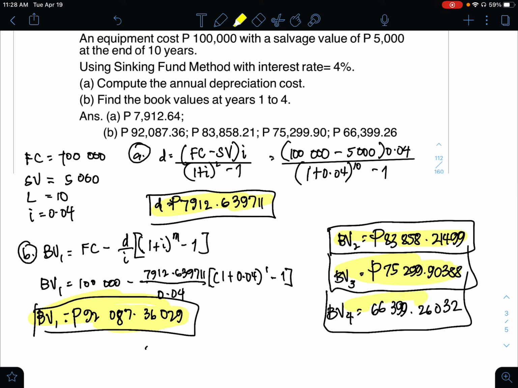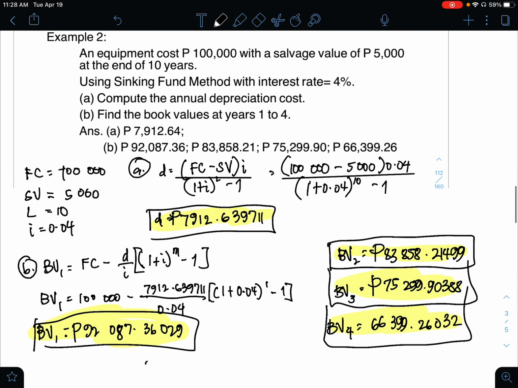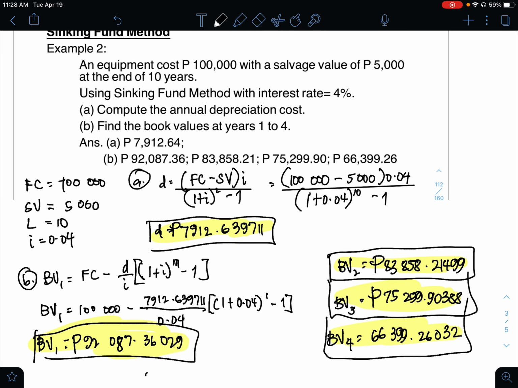So BV1, BV2, BV3, and BV4. Those are what we were looking for in letter B. So, that's for example number 2.